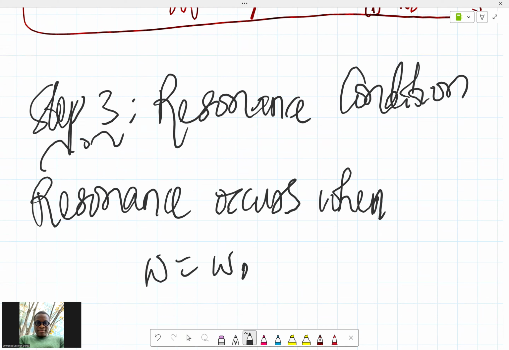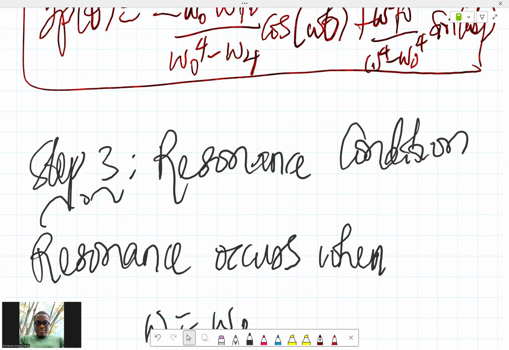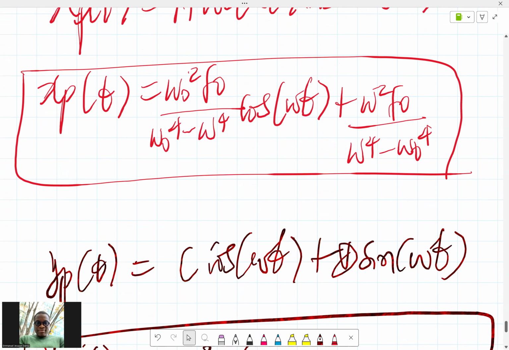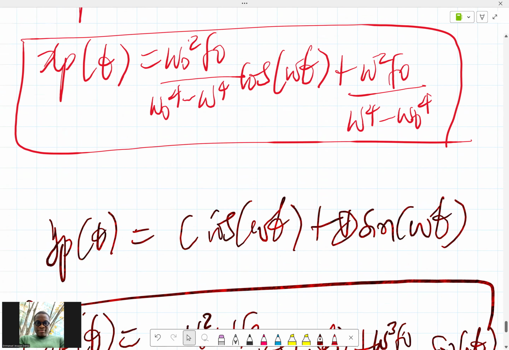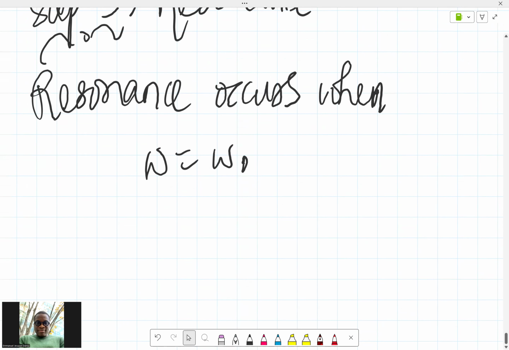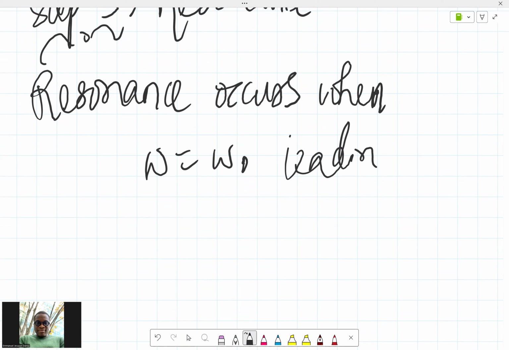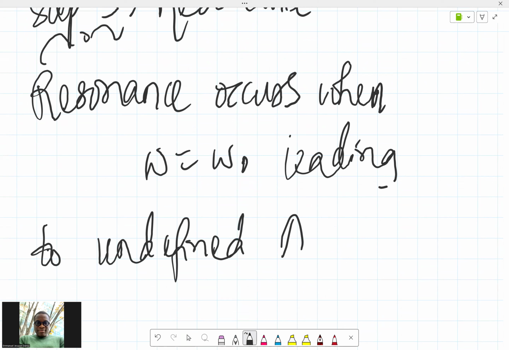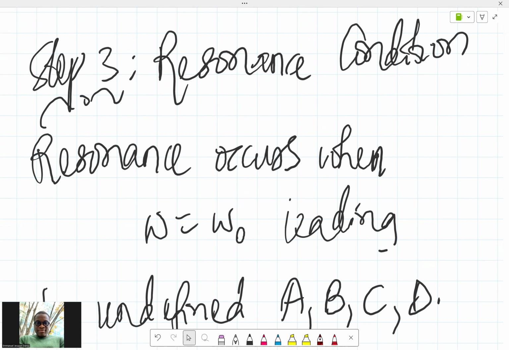And in this case now, if you look at all the cases, you see that once the two are the same, if you look at the denominator, omega naught to the fourth minus omega to the fourth, they are the same. So resonance occurs when omega is equal to omega naught, leading to undefined A, B, C, and D. And the reason is once the two are the same, right? Since we have omega naught to the fourth and omega to the fourth in every situation.